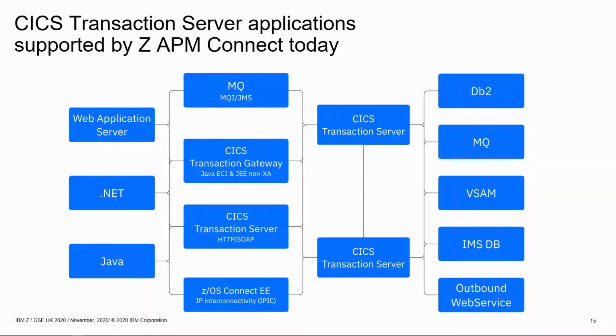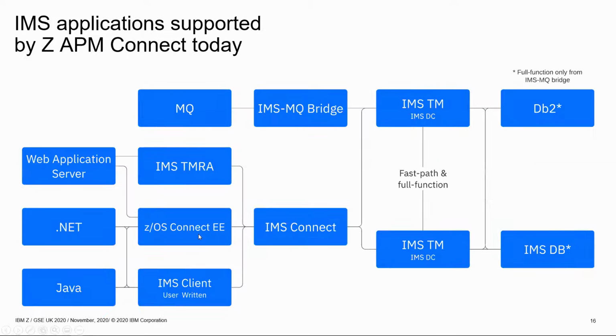So there are a lot of different entry points that our customers have used to trace down through these transactions. It's a very similar picture for IMS. Coming in through an IMS client or IMS Connect down to IMS. And there are some things that we can only support through the IMS MQ bridge down to the actual database level. It's really just the way that we process the tokens and things like that.